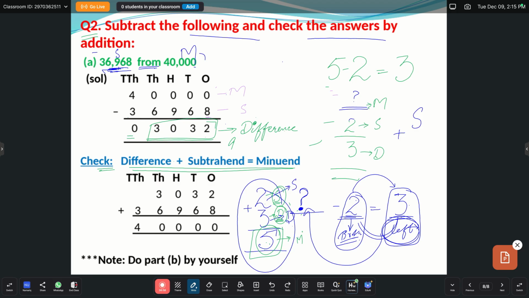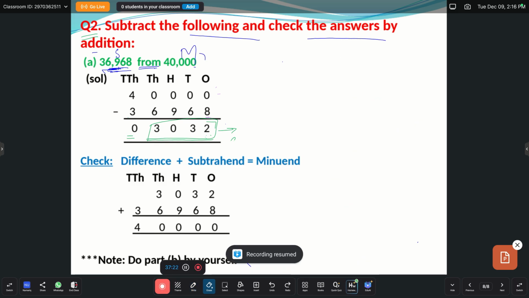So for checking whether your difference is correct or not, you will add the subtrahend with the difference and you will find the minuend. If the minuend is the same, it means that your difference is correct. If you do not get the same minuend, it means that you have made some mistake while subtracting and your difference is incorrect. Now we will check it. We will add this difference and subtrahend. Okay, beta? This was the minuend, this is the subtrahend and this is the difference.